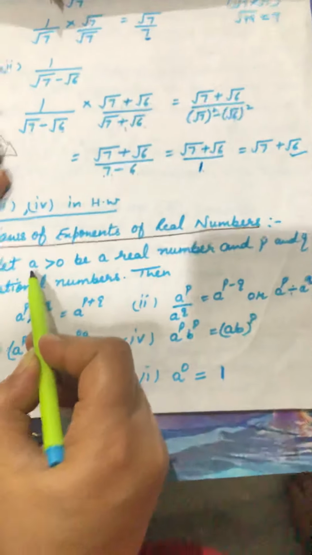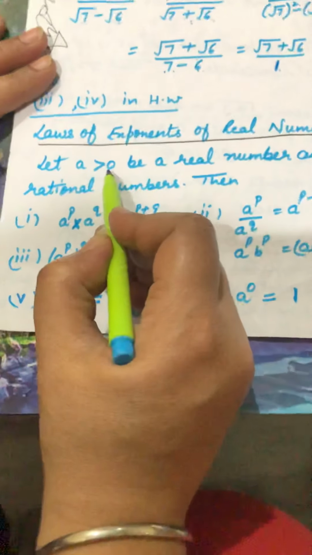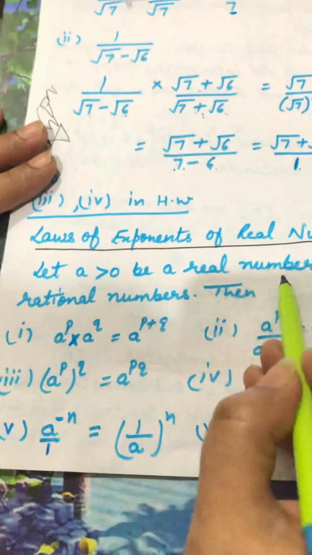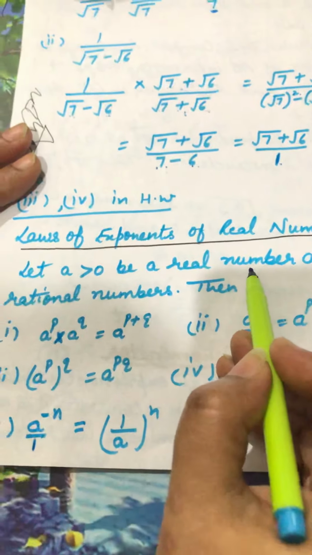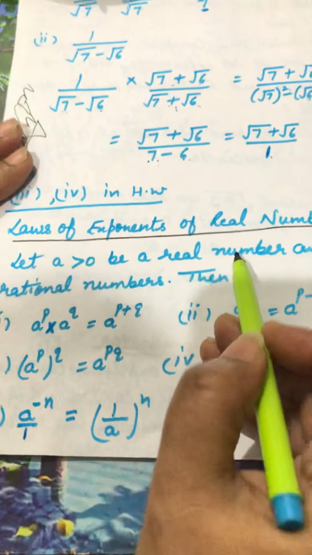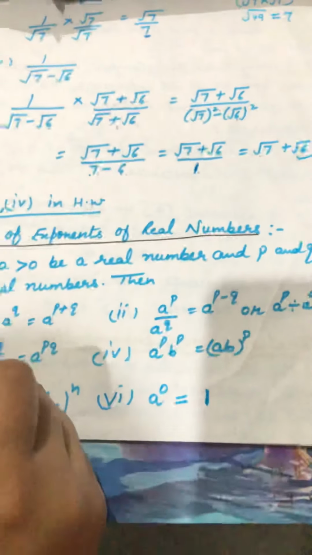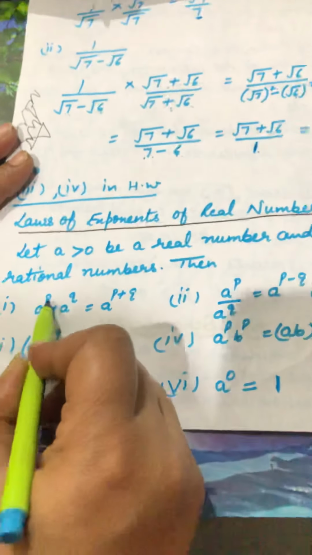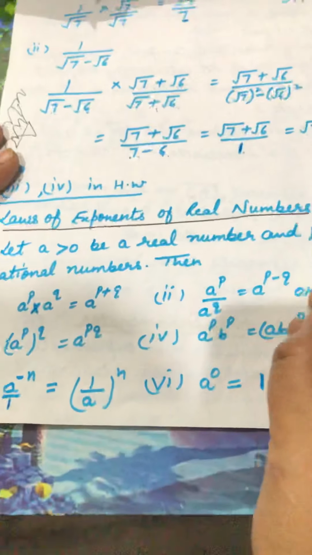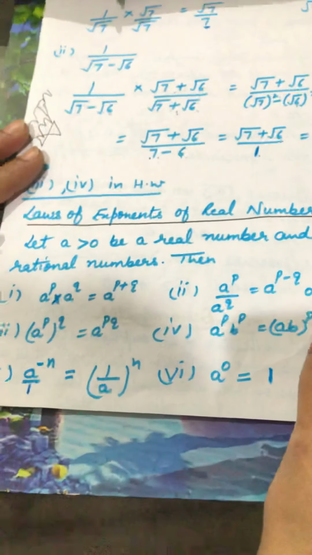Here a is the base, so the base should always be greater than 0, and it should be a real number. It can be rational or irrational. And p and q are rational numbers. P and q mean powers. Exponents should be rational numbers. Instead of p and q, you can take m and n also.